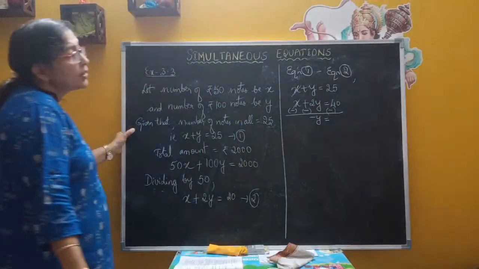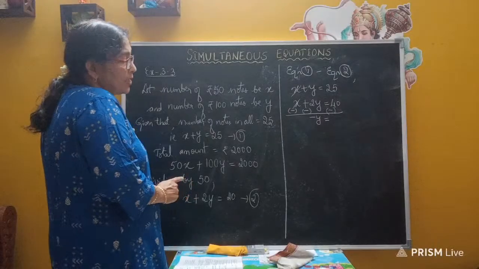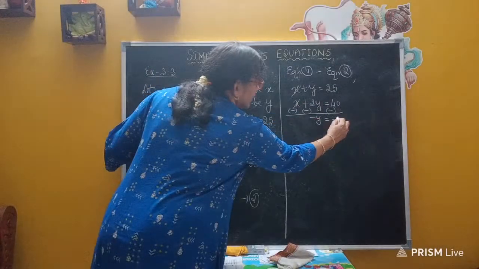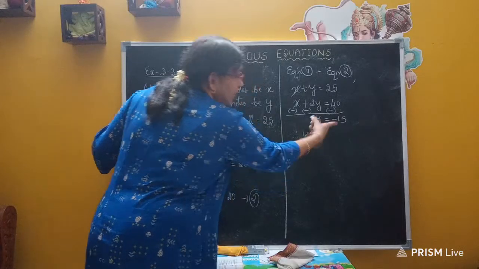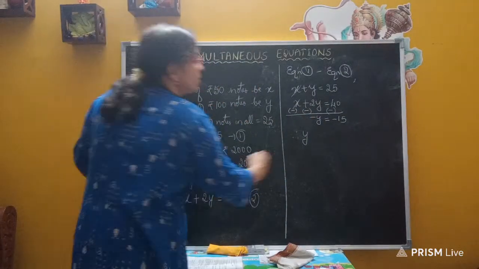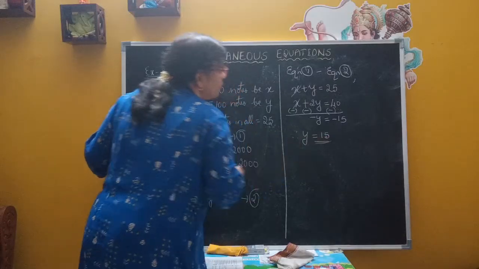How much do we get? 15. Okay. Which 15? Plus or minus? 40 is the greater number. So it is minus 15. Therefore, minus y is equal to minus 15. So plus y is equal to plus 15. Okay, y is equal to 15.